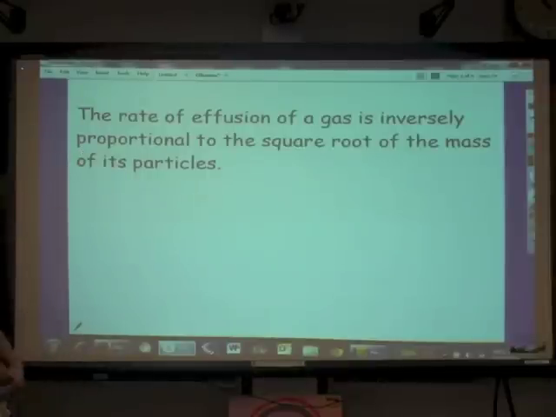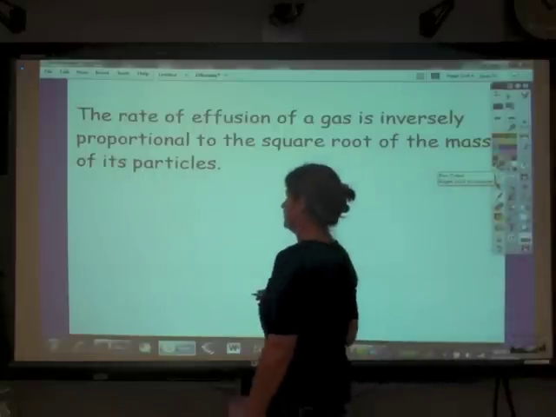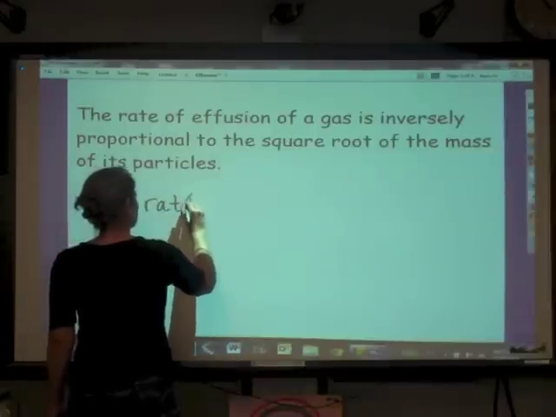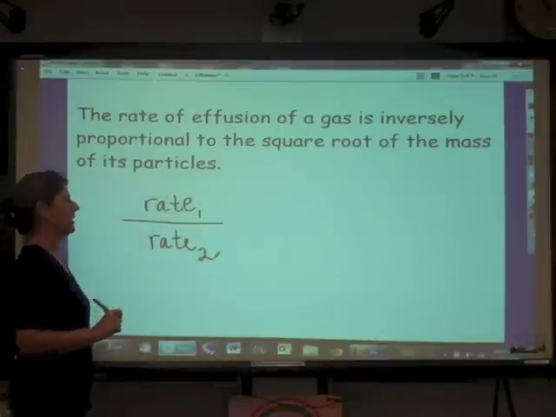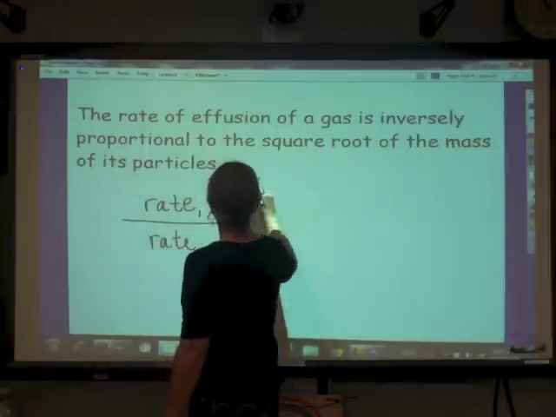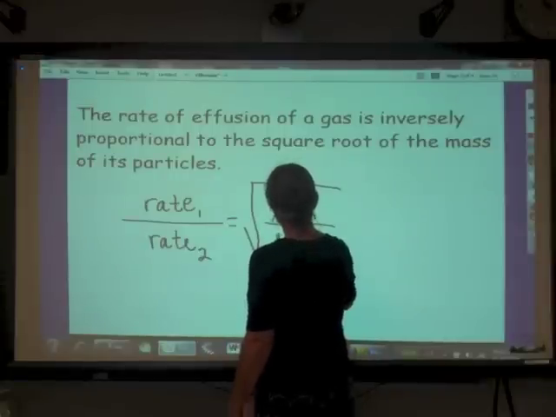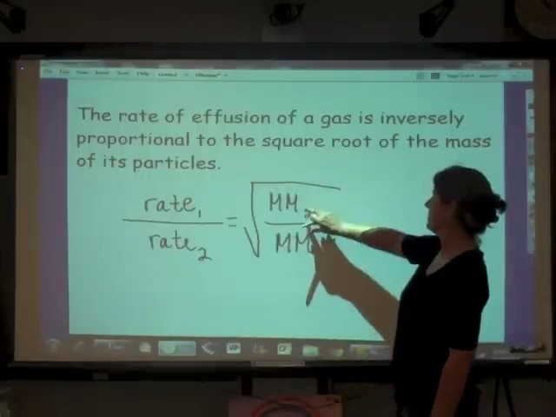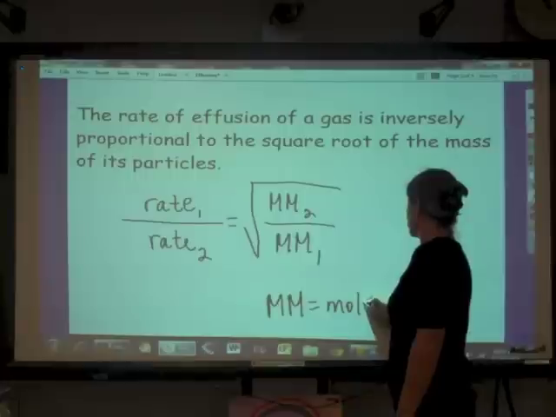So Graham's law states that the rate of effusion of a gas is inversely proportional to the square root of the mass of its particles. So let's put this into a mathematical formula. We would say the rate of effusion of one gas compared to the rate of effusion of a second gas is equal to the square root of the inverse of the ratios of their molar masses. Inverse. Square root. MM equals its molar mass.